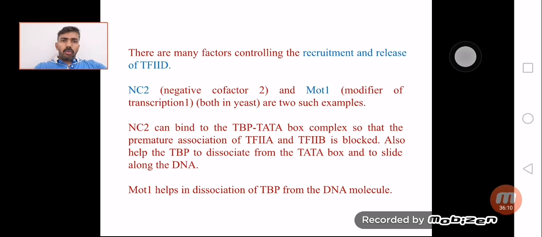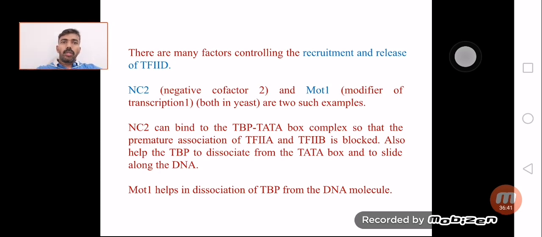So again, when we move in detail, we can see a lot of things. I'm just taking one or two points more. There are many factors controlling the recruitment and release of TFIID. Right, the interaction and release are important. Two such examples are NC2 and MOT1 factors. NC2 is negative cofactor 2 and MOT1 is modifier of transcription 1. These are models taken from the yeast organism.